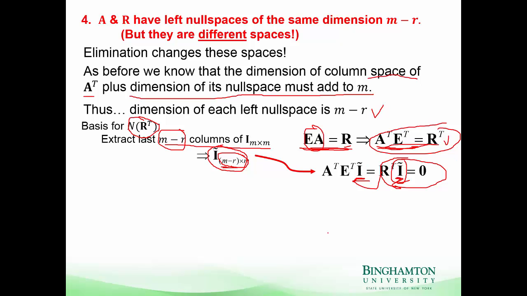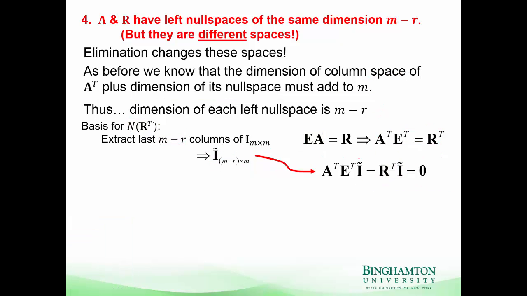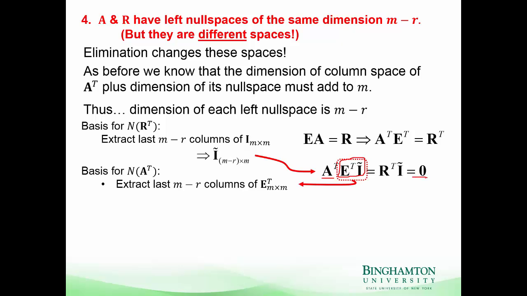Let me clear some of this stuff off here because it's getting a little bit crowded there. What that does is, if we think about that, it forms a basis for the null space of A transpose, since those columns hitting A transpose give us 0. And so what we see is that the basis for the null space of A transpose would be the last m minus r columns of the transpose of the E matrix.